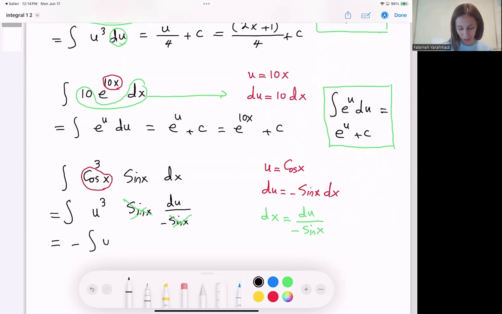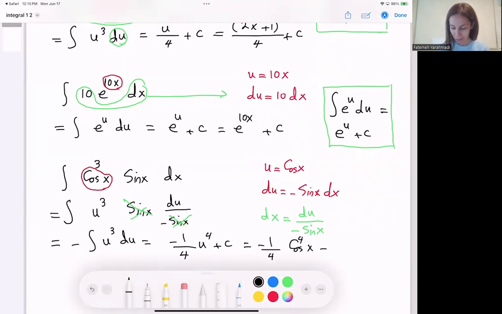In terms, this is equal to negative integral u to the third du, which in turns is negative 1/4 u to the fourth plus c. But u is cosine x, so substitute it back, negative 1/4 cosine to the power 4 of x plus constant of integration. So I gave you 3 different examples using u sub.